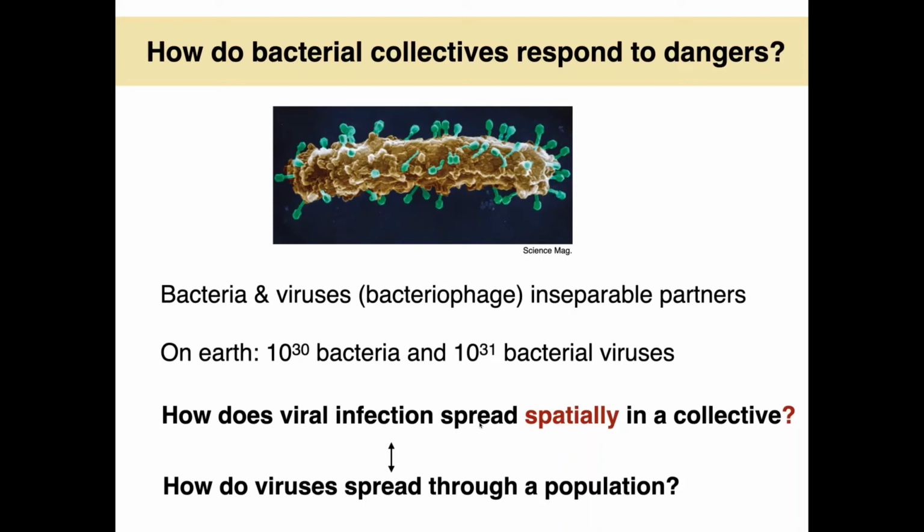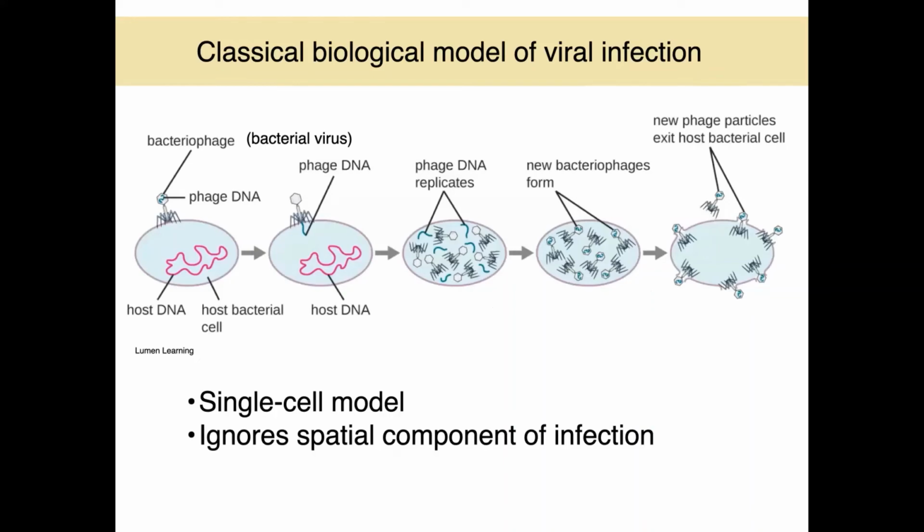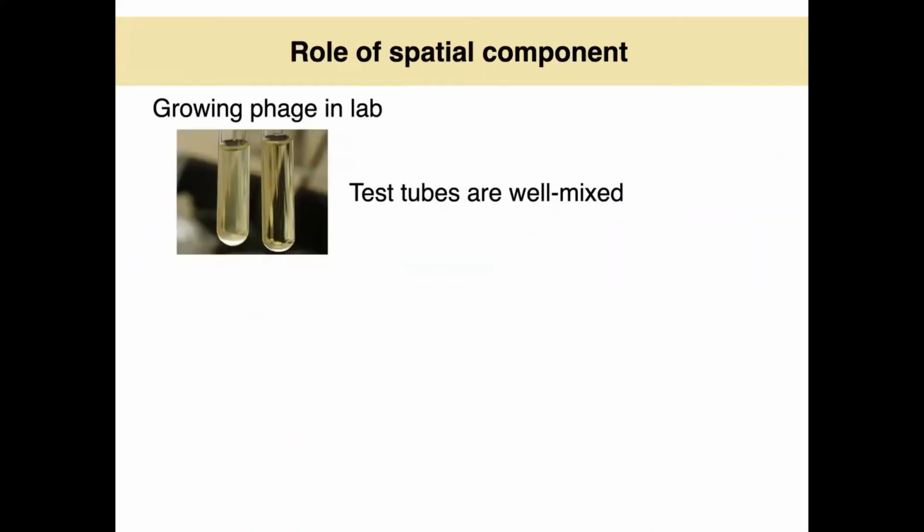One of the basic questions that we asked in 2018 was, if you had a virus that could infect a bacterial population, how does it spread spatially? Or, how do viruses spread throughout a population? What we started from was this dogma from biology that bacteriophage would come in and inject its DNA into bacteria, and then the bacteriophage would replicate, and then it would bust open, and then you have more phages that infect other cells. So this is a single cell model, and it really ignores the spatial component of infection. It tells you what happens, but it doesn't tell you where or how things will progress spatially.